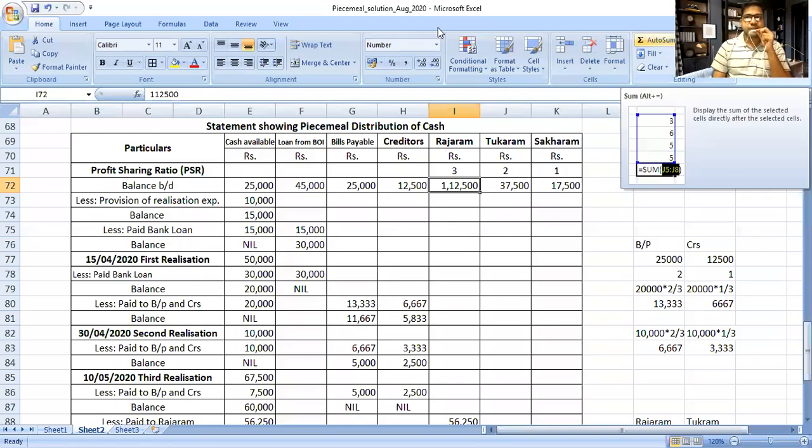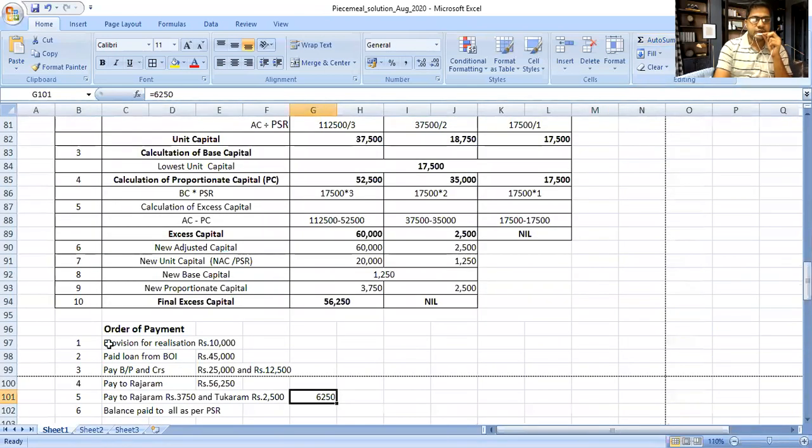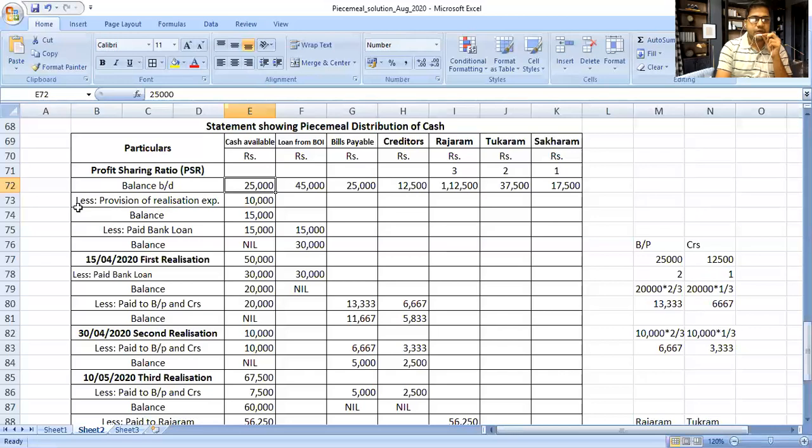Now friends, after recording adjusted capital, then we have this 25,000 balance. We know about the order. First, from this order, we have to keep aside 10,000 as a provision for realization. That amount is deducted from the cash available, and the rest of the balance is 15,000.